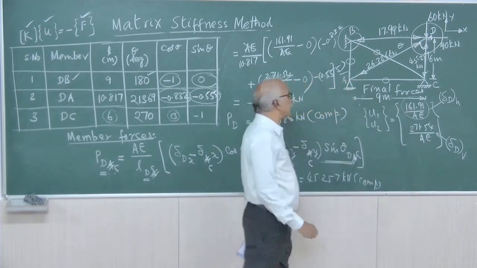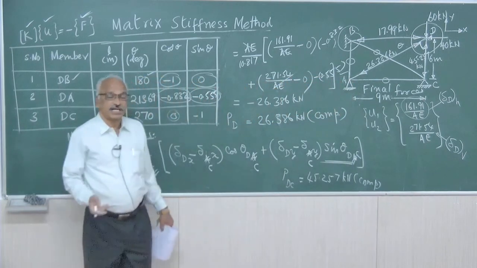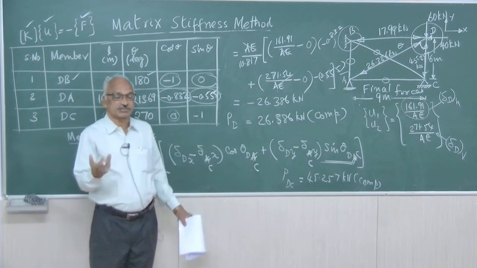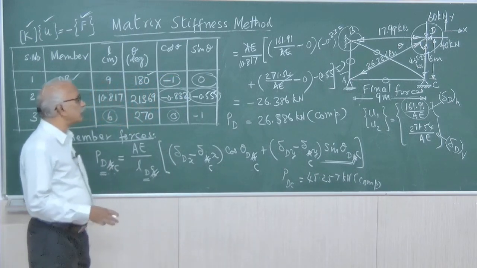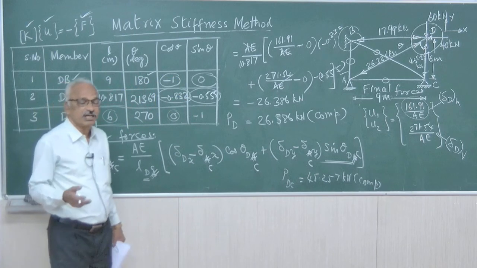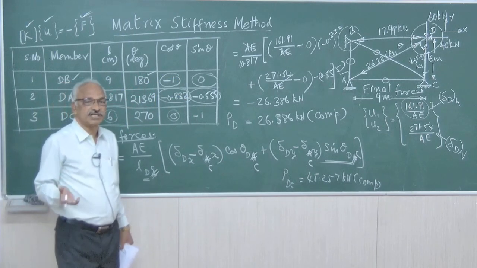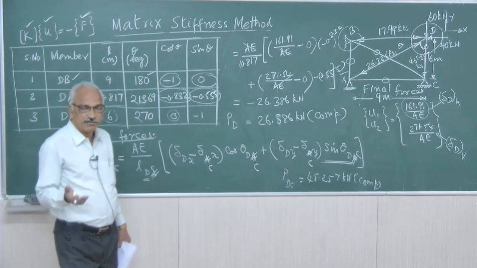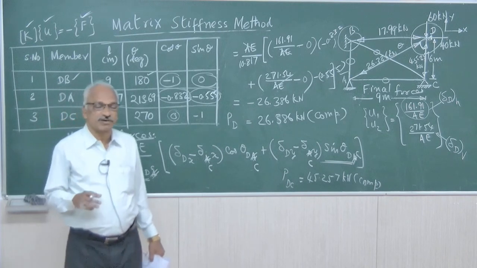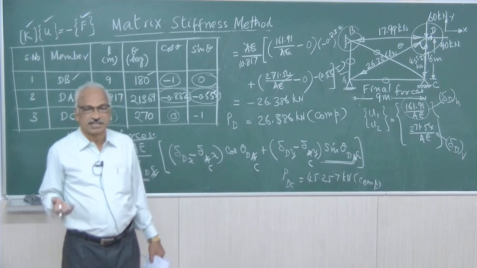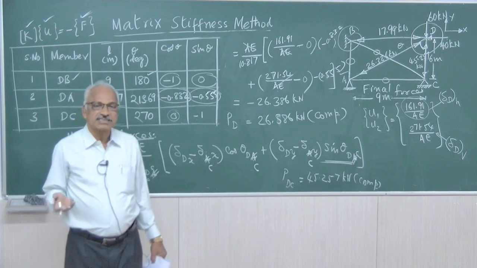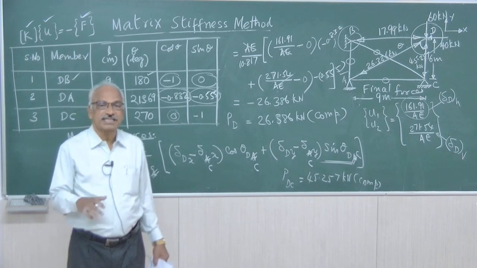So I think I have covered all the required points related to this problem and some general problems. I think this will be enough for doing a problem on pin jointed trusses. So we have taken 2 examples on pin jointed trusses. I hope for the viewers this is more than sufficient for doing any problem on analysis of pin jointed trusses by the matrix stiffness method, namely the direct stiffness method.